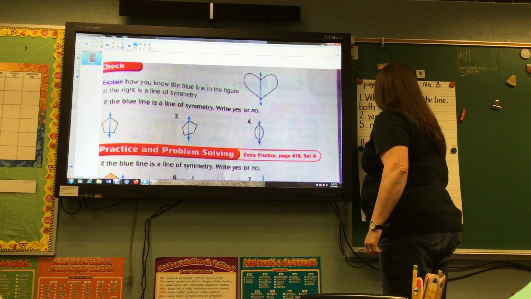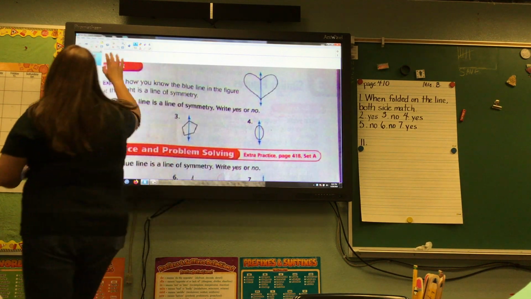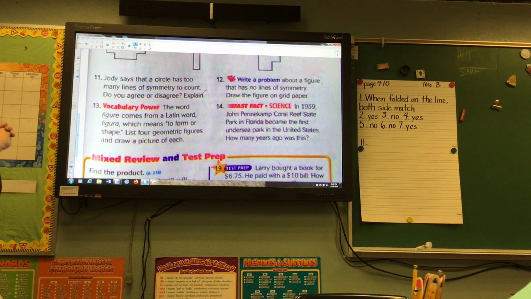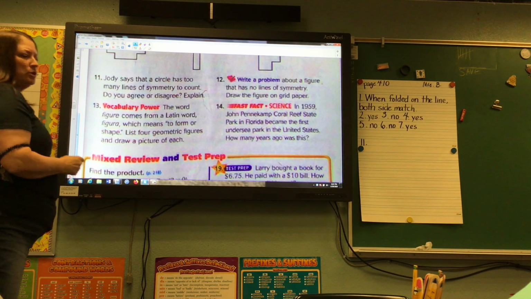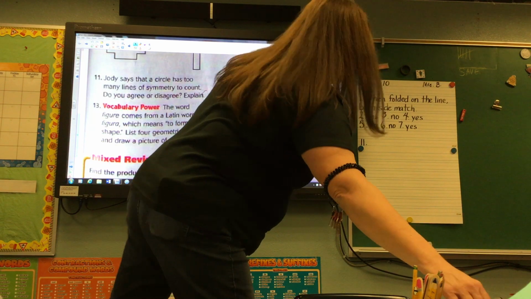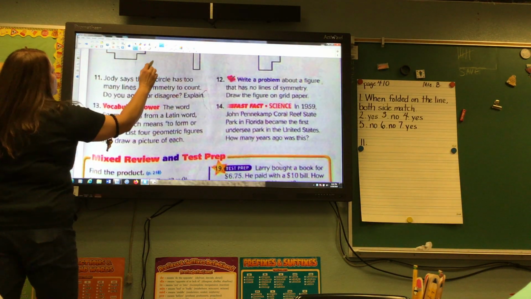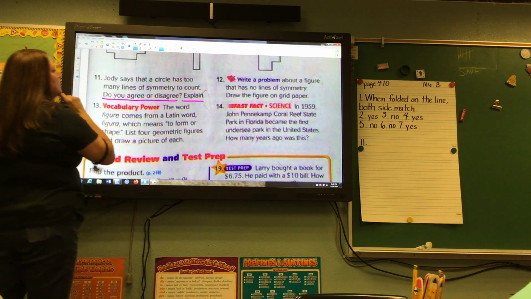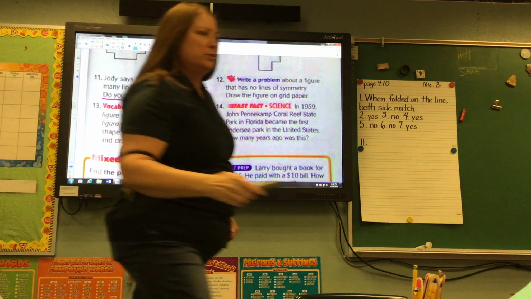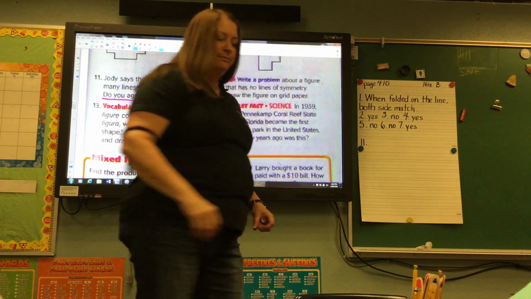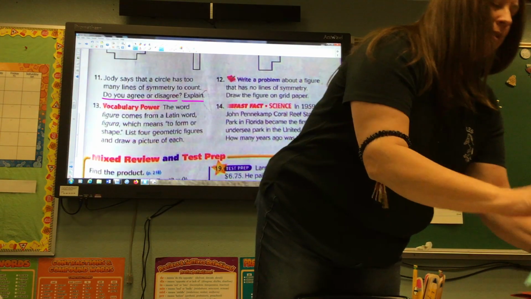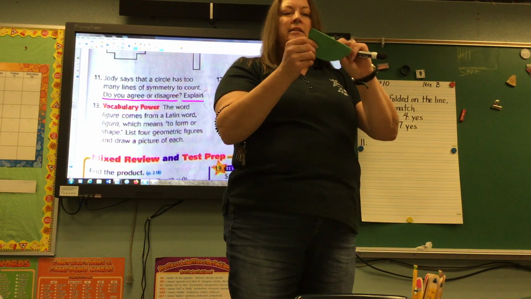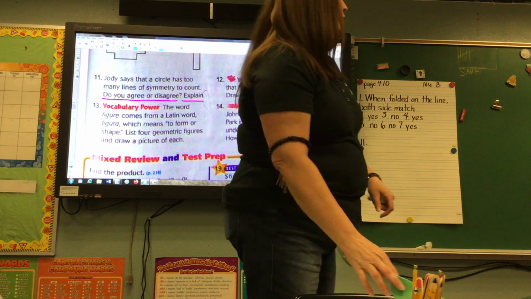Okay, number 11. Again. Jody says that a circle has too many lines of symmetry to count. Do you agree or disagree? Explain. Let me find my question in here. Underline my question. Do you agree or disagree? Explain. Too many lines to count on the circle. Do you guys remember talking about the circle when we were looking at the lines of symmetry? How many different ways we said we could fold this thing? Anytime I folded it in half, I would have a line of symmetry.